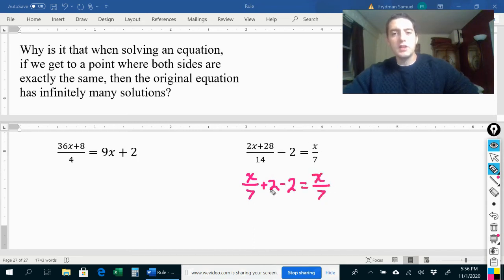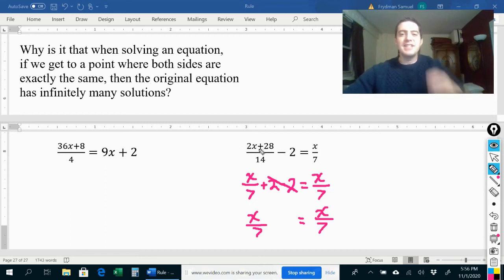Then I have plus 2 minus 2, which is 0. So x over 7 plus 2 minus 2 is like x over 7 plus 0, which is just x over 7. So I get here x over 7 is equal to x over 7. So it turns out that all along, I really had x over 7 on the left side, just like I had x over 7 on the right side. It was just written in this crazy way, so I didn't even realize that it was x over 7 the whole time.